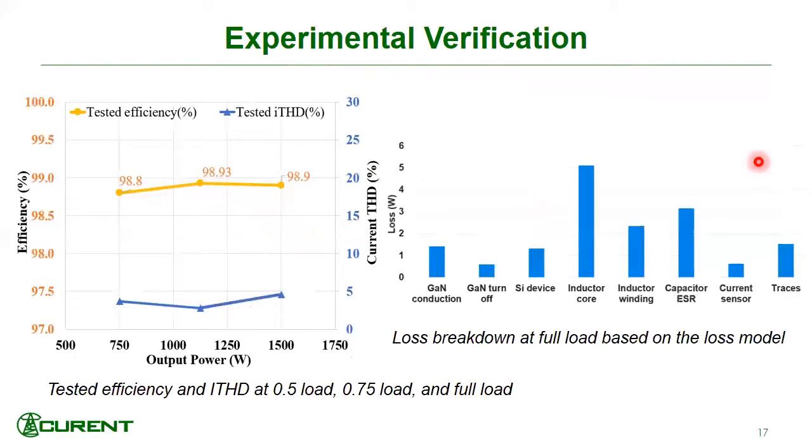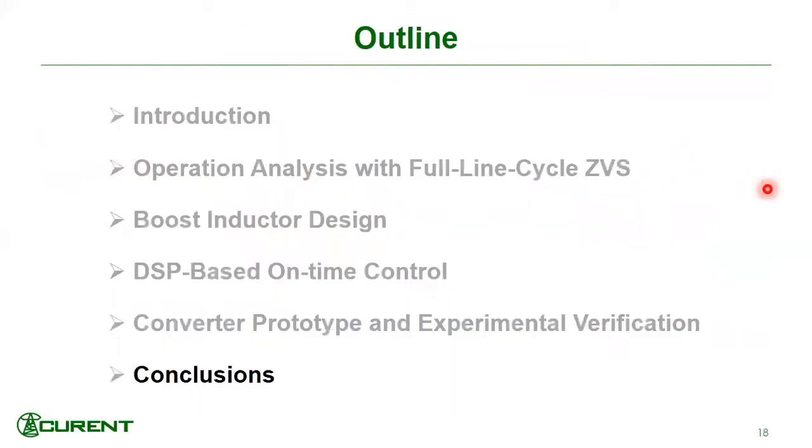This picture shows the loss breakdown at full load based on the loss model. So the inductor contributes the largest loss, followed by the device loss and the capacitor loss. In the future design, we will optimize the overall design for the converter. Hopefully we can get better performance. With this, I would like to conclude my presentation.